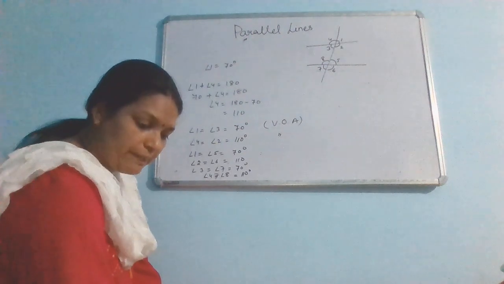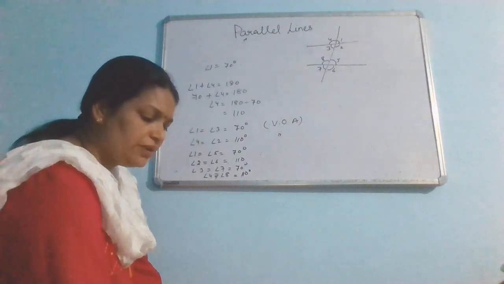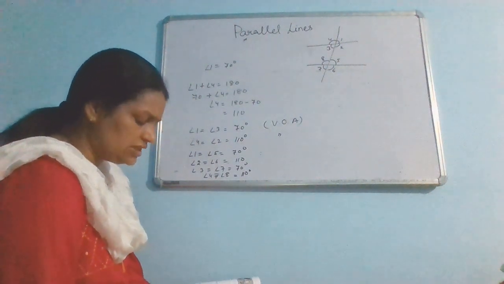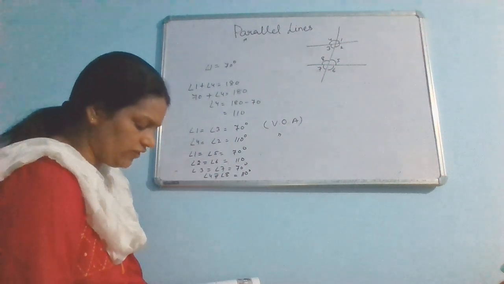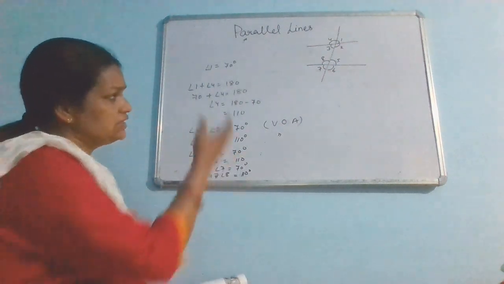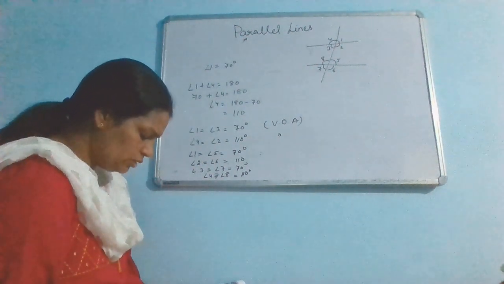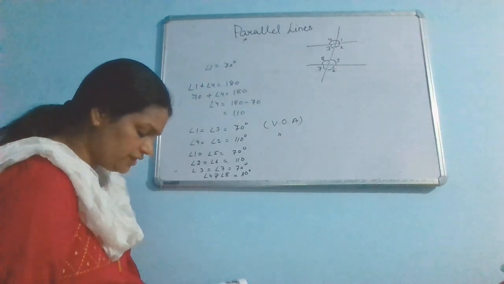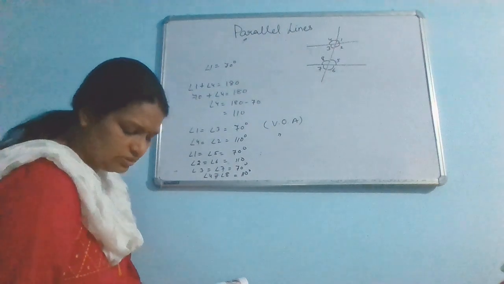Like you can see in your book, example 1: in the given figure, L is parallel to M and T is a transversal such that angle 1 is equal to 135. You have to find the other angles. Same process you have to do. In example 2, it is written: prove that two lines which are parallel to the same given line are parallel to each other also.